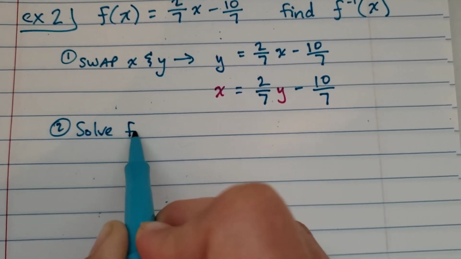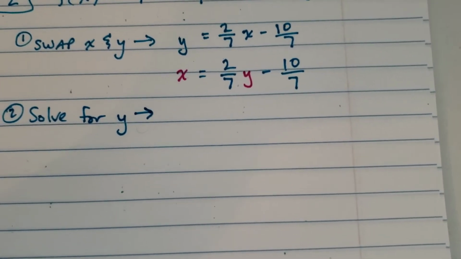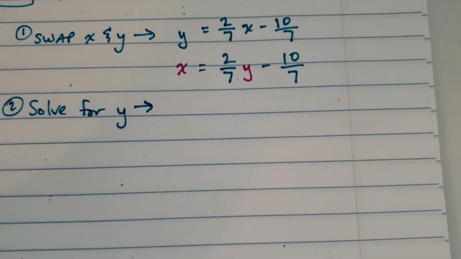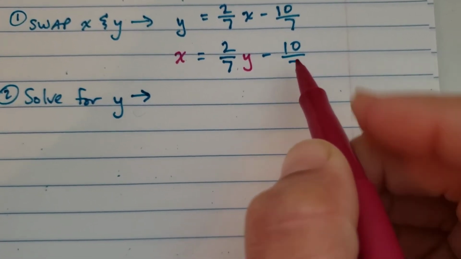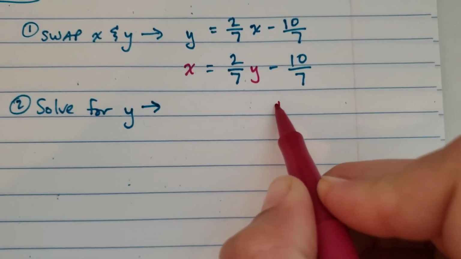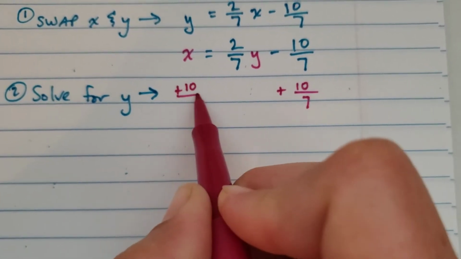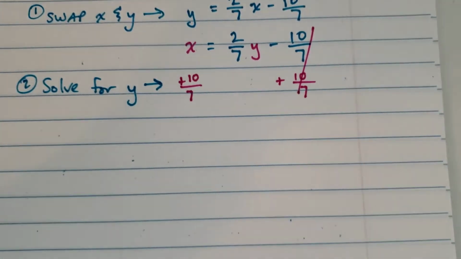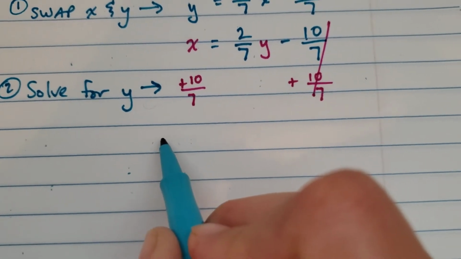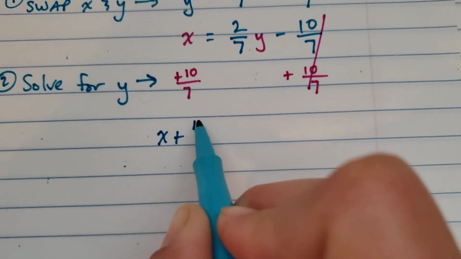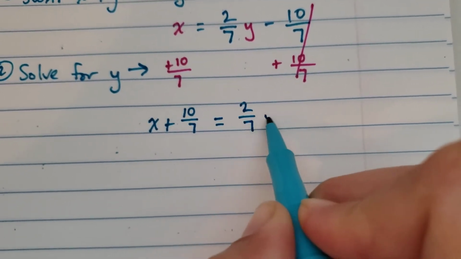solve for y. Okay? I'm going to start with my addition or subtraction. I see that I've got minus 10 over 7 down here. I'm going to get rid of him. I'm going to say plus 10 over 7. I've got to do that to both sides of the equation. Because on this side, they cancel out nice and easy. And then over here on the left, we'll end up with x plus 10 over 7 equals 2 over 7 times y.